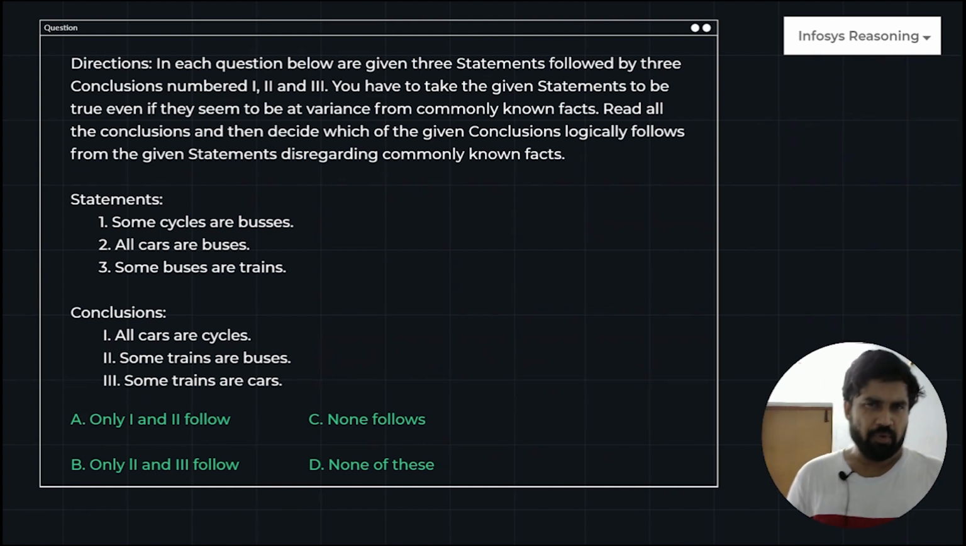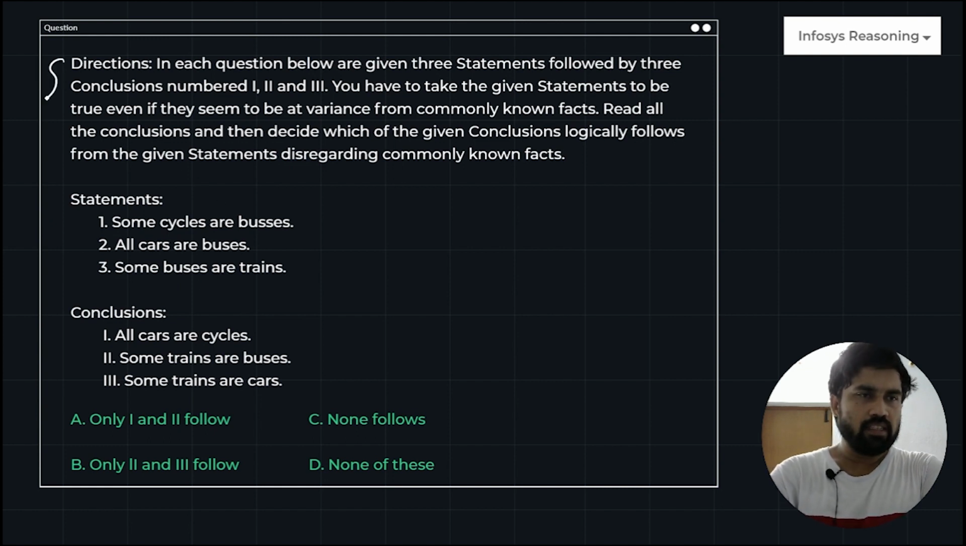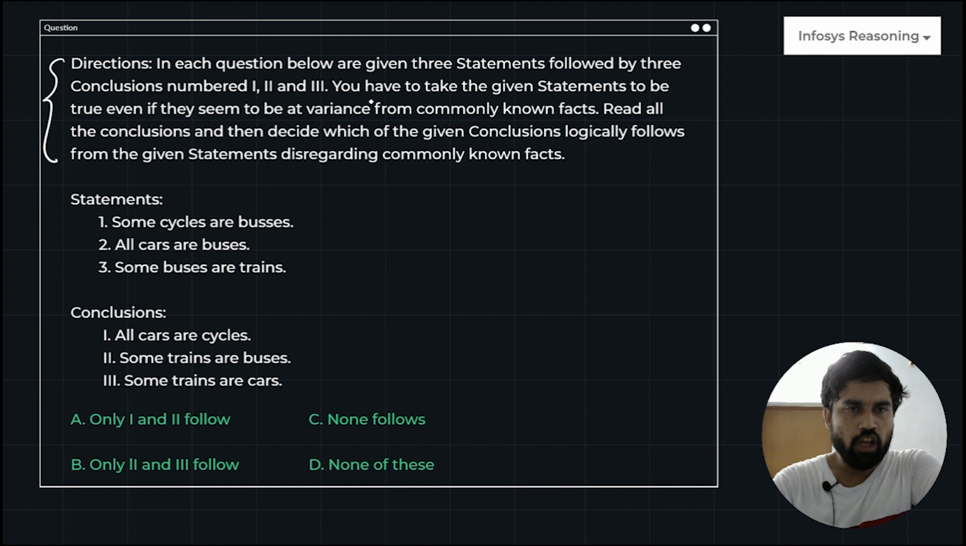So yes guys, I hope everyone did well. So just look into the explanation of how to do this. Look at the directions. They have provided directions: in each question below, three statements are given followed by three conclusions numbered 1, 2, 3. You have to take the given statements to be true even if they seem to be at variance from commonly known facts. So don't compare these types of statements with your real-time examples. Read all the conclusions and decide which of the given conclusions logically follow from the given statements, disregarding commonly known facts.